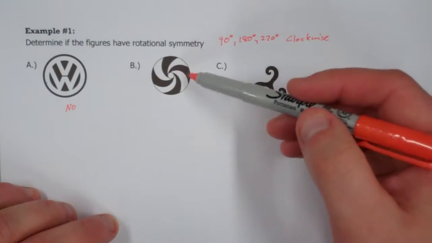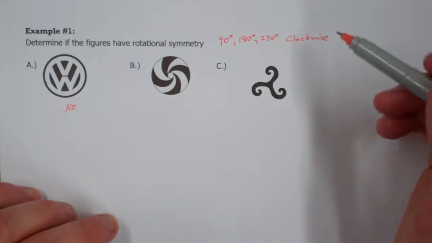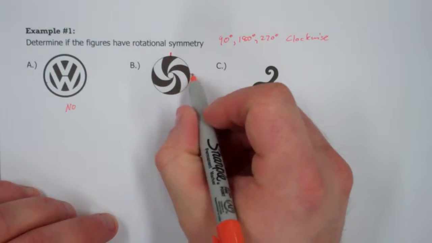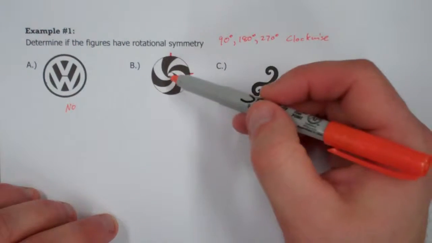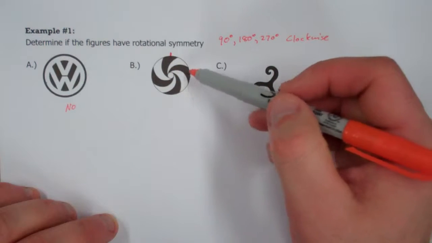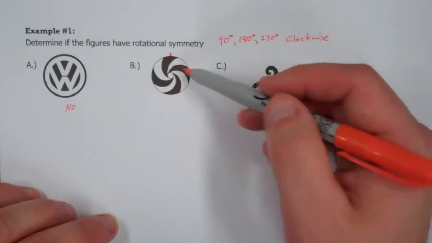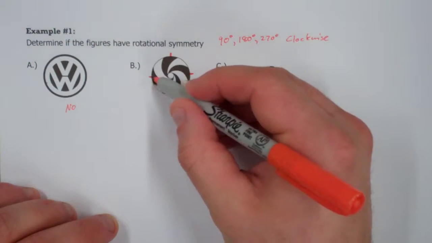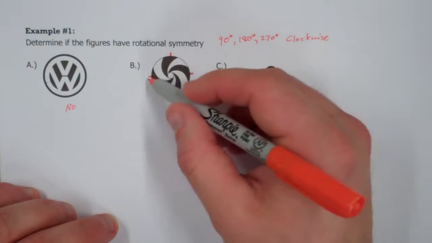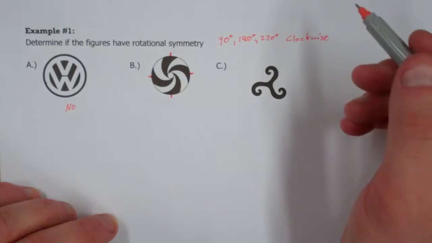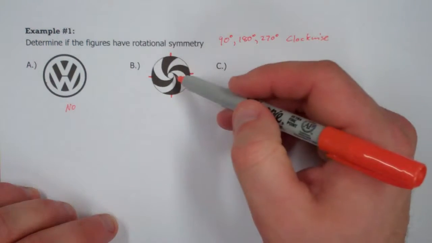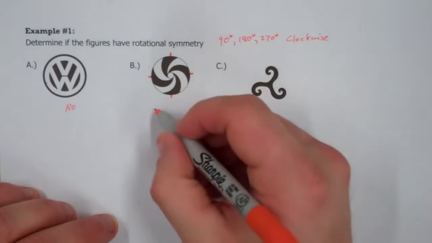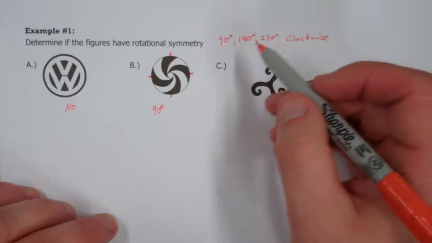For B, this shape looks like if we rotated this position 90 degrees, it would line up right on the same type of pinwheel shape here, this sort of shaded area. And all the others would do that as well. You'll notice that all these tick marks would just rotate 90 degrees, and you wouldn't be able to tell the figure from the original picture if we rotated around that center point. So 90 degrees is good for this one, clockwise of course.